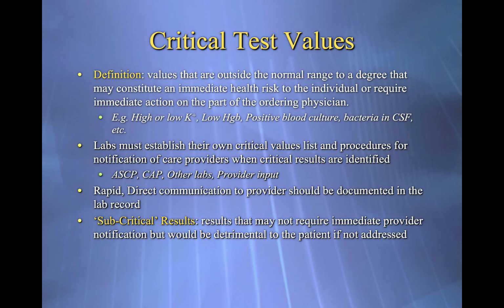Laboratories must establish their own critical value list and the procedures for notification of care individuals when critical values are identified. ASCP, CAP, other labs, and providers can all give input on what those critical values should be, and each institution should have their own critical value list that's approved not only by the lab, but by the medical staff. Rapid, direct communication to a provider should be documented in the lab record whenever a critical value is identified.